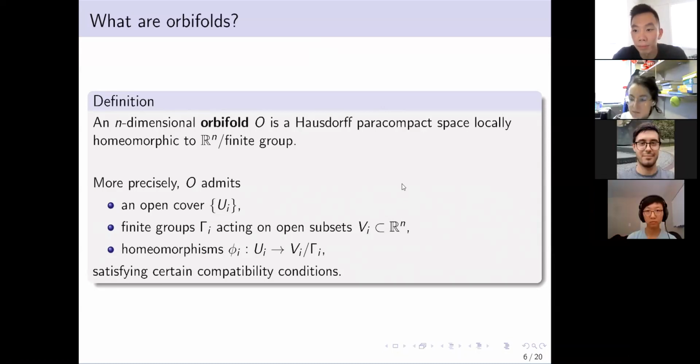Yeah, one question. Yeah, sure. Are these capital gamma i's, the finite groups, different in every subset? Different in every subset? Possibly yes. Okay. Is there more information you can say about any relationship between them?